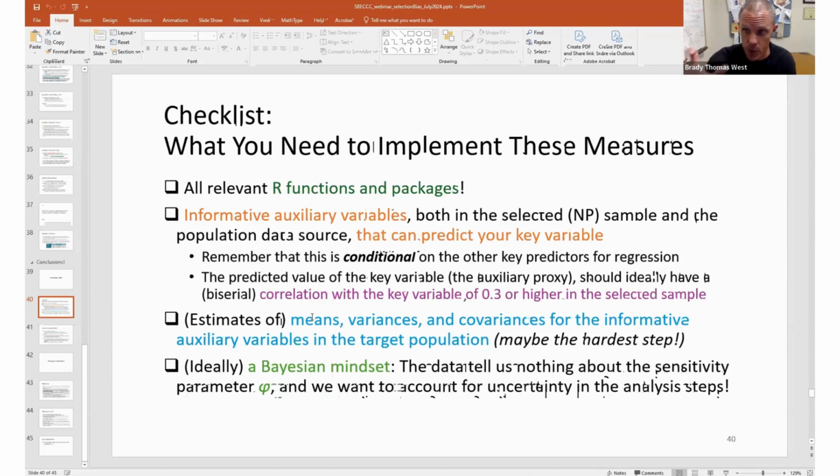Okay, so we need to make sure we find important correlates of your variable of interest that were measured in your selected sample and available at the population level. You need good estimates of means, variances, and covariances for these auxiliary variables in the target population. In my experience, that's been the hardest step with using these measures, trying to find that good population source where you can get that good common aggregate information. And again, I would advocate for a Bayesian mindset because we don't really know anything about phi. So take draws of phi rather than assuming phi is equal to some value. If you are to pick a value of phi, 0.5 seems like it's worked very well in a lot of different applications. So something to think about.